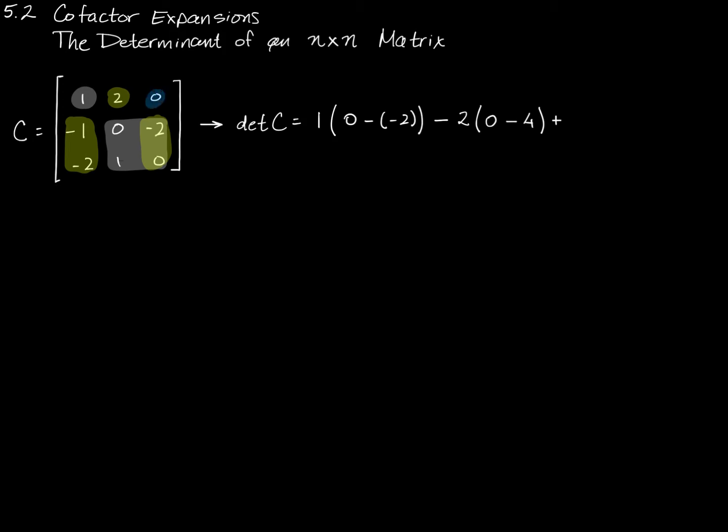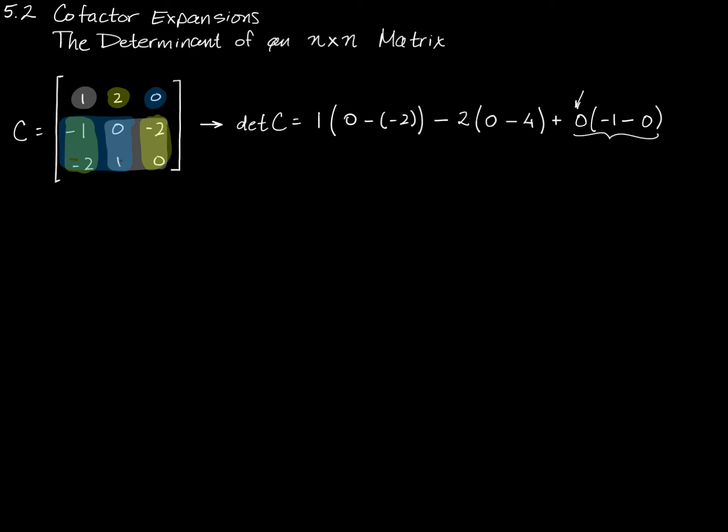I'll use blue, first row third column times the determinant of the matrix formed by these 4 entries. So we'll get 0 times negative 1 times 1 minus 0 times negative 2. And obviously this whole term is going to be 0 because of this 0 factor here, but that's okay. I'm doing this to make a point.